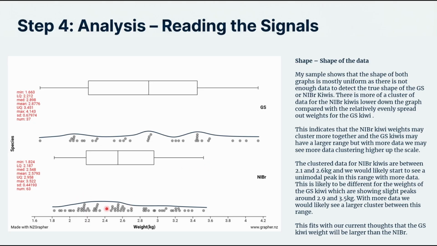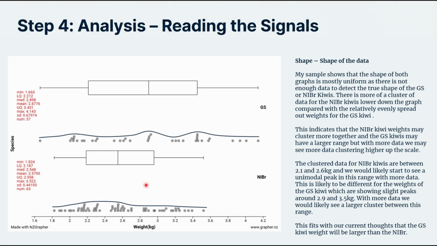still relatively flat. So I would make the statement that my sample shows that the shape of both graphs is mostly uniform, as there's not enough data to detect the true shape of either of the kiwis. We can identify that there is more of a cluster for the North Island browns lower down the graph, which is down here, when compared with the great spotted kiwis, which is more evenly spread out.